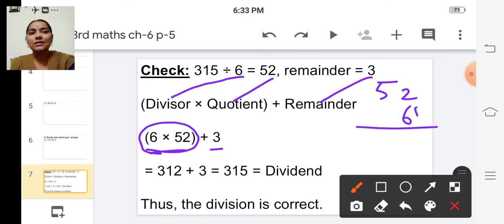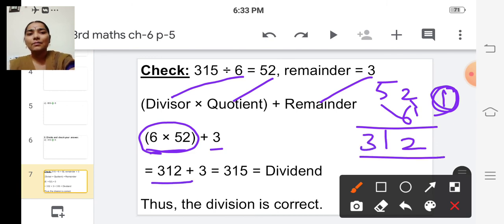So first 6 into 2. 6 2s are 12. So write the 2 here and carry over 1 to the next place. And 5 6s are 30. 30 plus 1 is 31. So 312 plus this remainder 3. So 312 plus 3 is 315, which is our dividend.